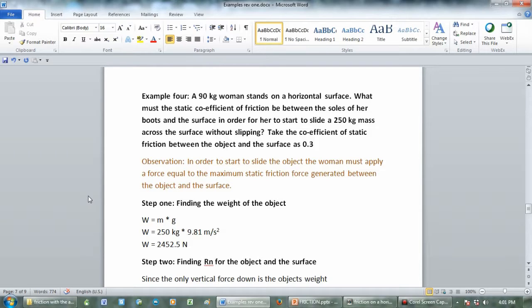Observation. In order to start to slide the object, the woman must apply a force equal to the maximum static friction force generated between the object and the surface.